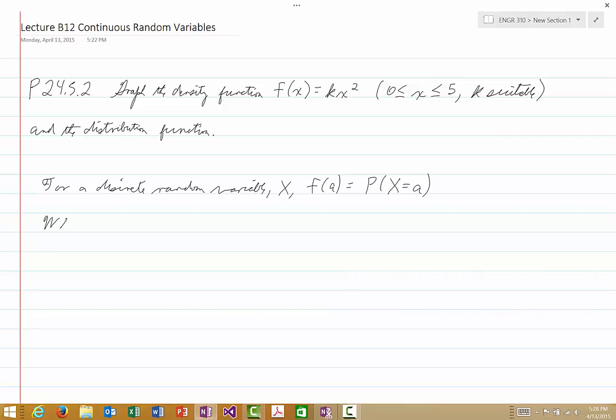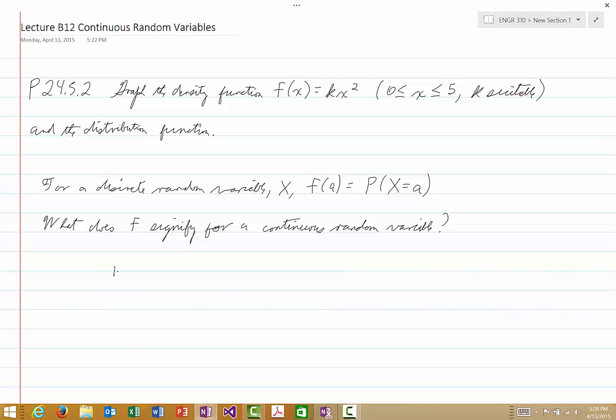What does f signify for a continuous random variable? Now, this might be a little puzzling to you. You might say, well, why doesn't little f mean the probability? Why doesn't f of a equal the probability that x equals a for a continuous random variable? And I'll answer that question in the following way.